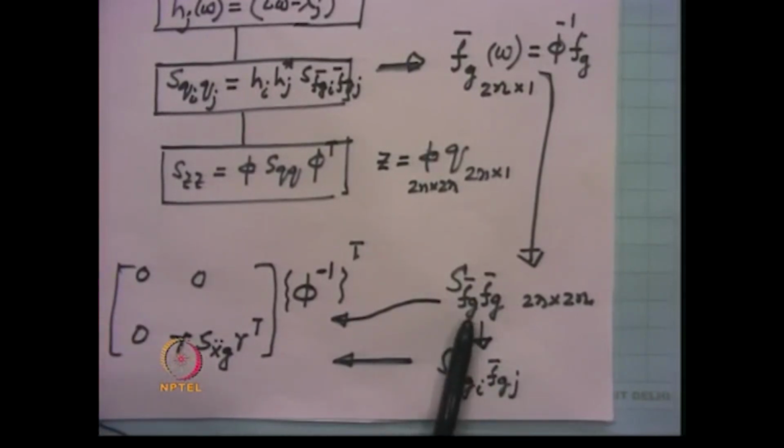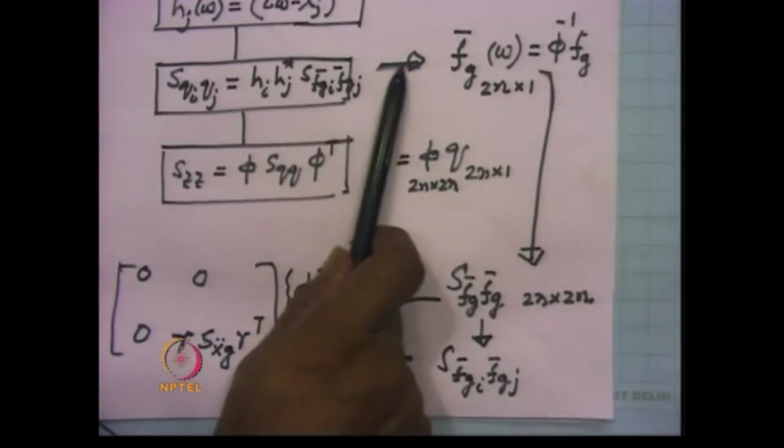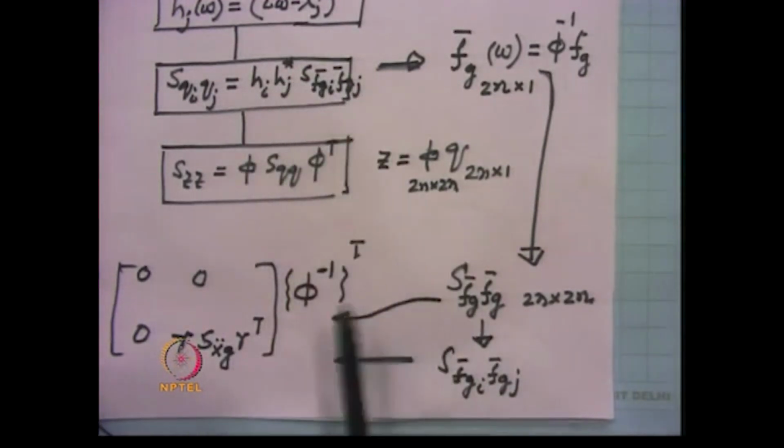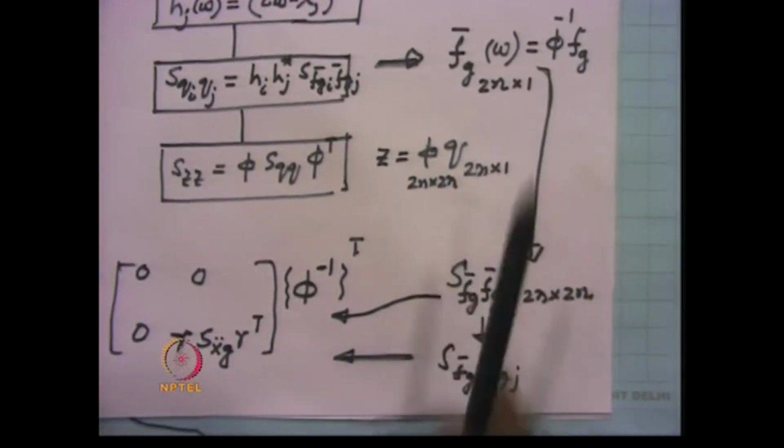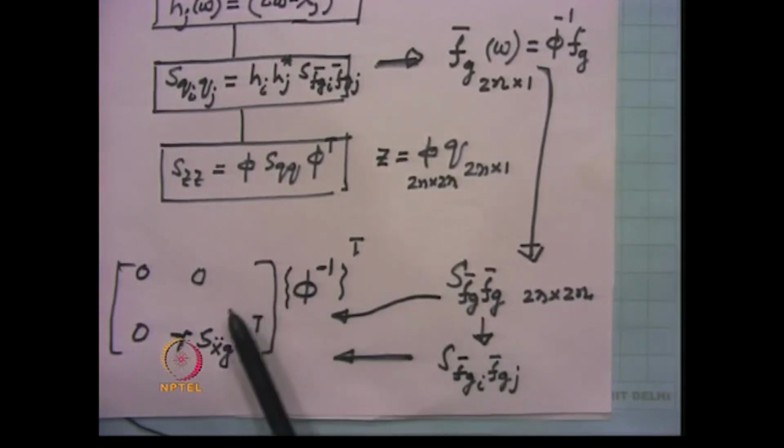And from this one can choose this F bar G, which will be a 2n by 2n matrix, and from this matrix one can choose any cross power spectral density function term between two generalized loads F bar Gi and F bar Gj. So, that is how one can obtain this term over here, and this is of course stored before, and this matrix also is stored.